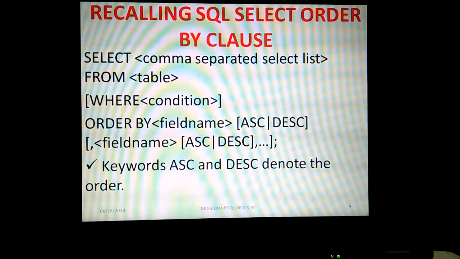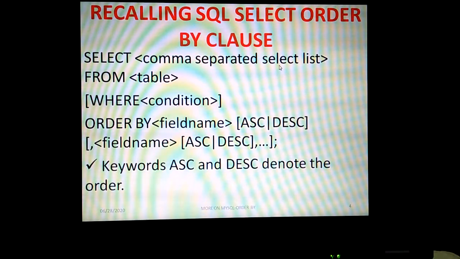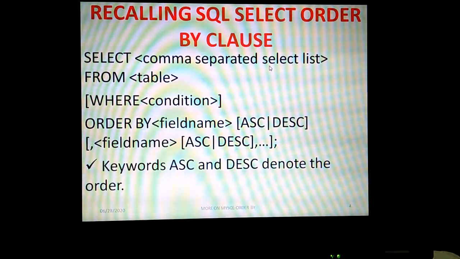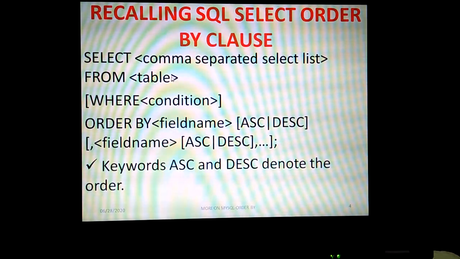Select, then a comma separated select list, that means all the column names we need to mention here separated by commas. The select list means all the field names, column names or attribute names, whichever we want to display. If we want to display all the column names, we can give the star symbol. Then from which table, the table name we need to mention here, and then the where clause, where, if we want condition based results, we can give the condition here.